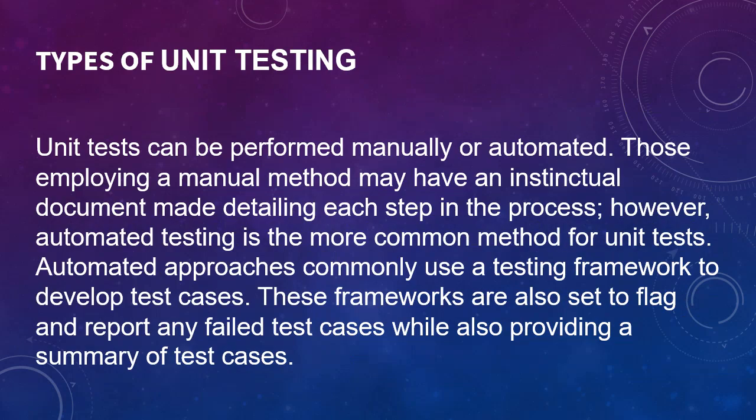Types of unit testing. Unit tests can be performed manually or automated. Those employing a manual method may have an instructional document made detailing each step in the process. However, automated testing is the more common method for unit tests. Automated approaches commonly use a testing framework to develop test cases. These frameworks are also set to flag and report any failed test cases while also providing a summary of test cases.